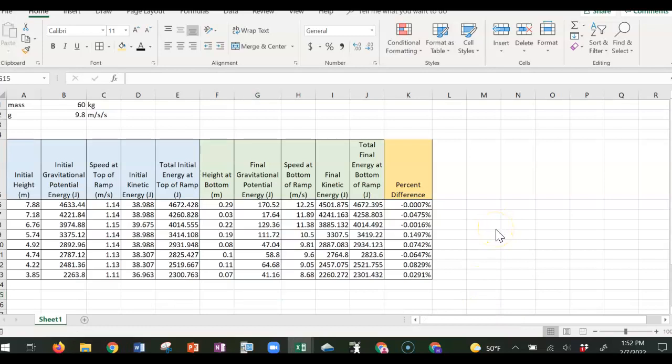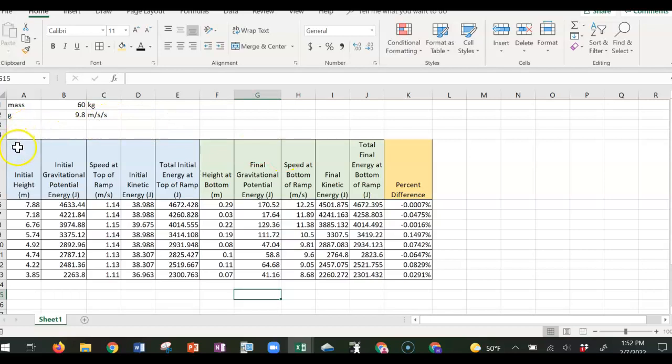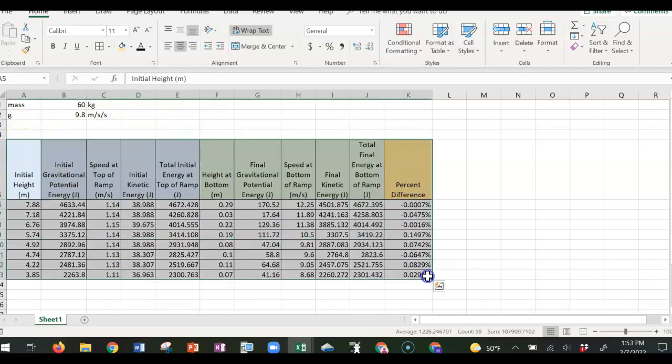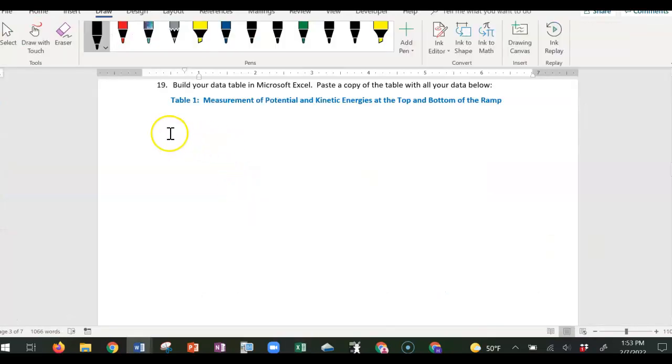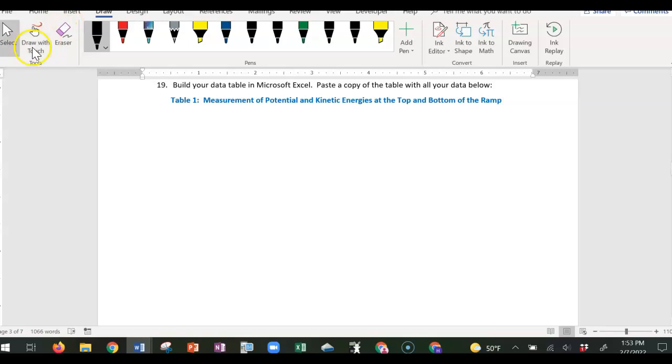And the first thing that I want to do is to put a copy of my data table from Microsoft Excel into my lab report. So I'm just going to highlight my table, do a Control-C, come over to the lab report and paste that in. So here, that didn't work very well. Let me look at that again. I'm going to do a paste special.